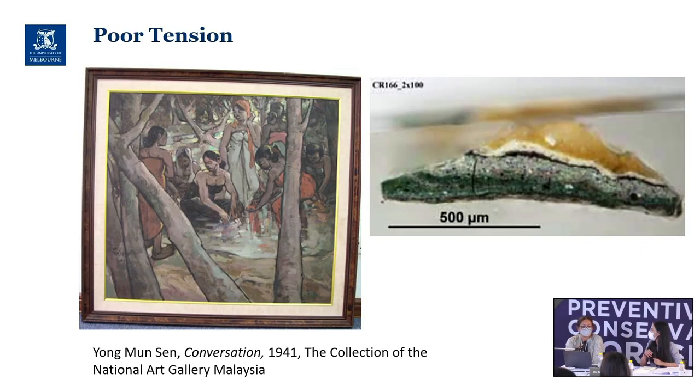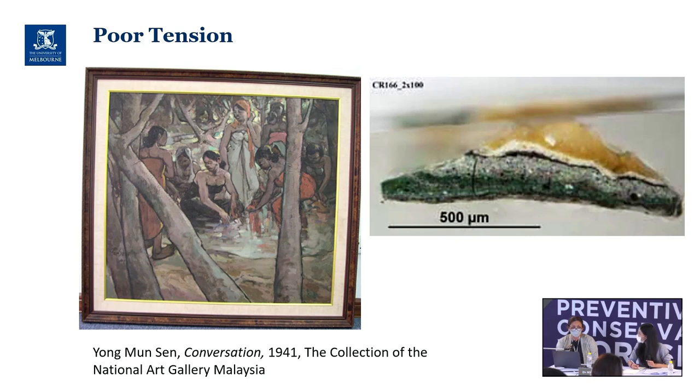The other thing that we can look at sometimes is, often when we're looking at a painting, we're wondering how tight is it? What is its tension like? And we'll look at a few canvases later. And what's considered to be too tight, too loose, and what is the perfect sort of balance?